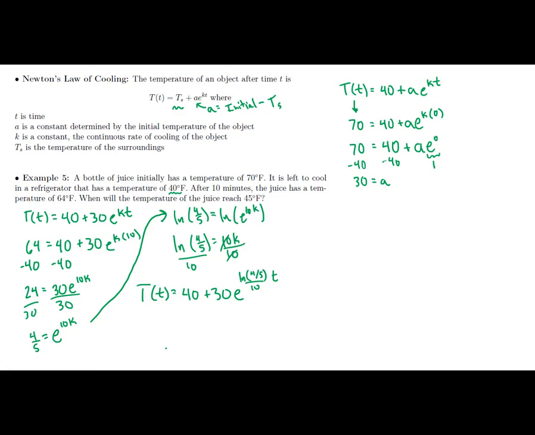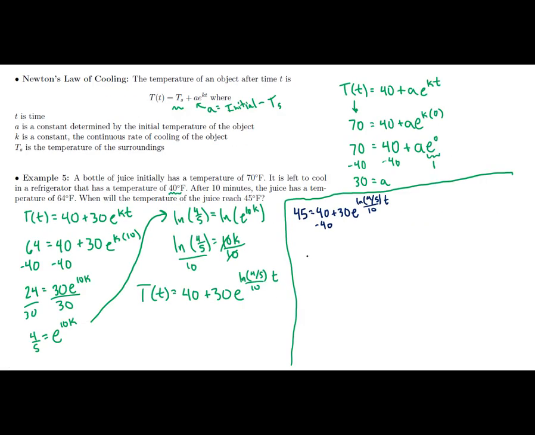All right, so then they're asking me, when will the temperature actually reach 45 degrees? So now we're finally, after all that, in a position where we can answer their question. It took quite a bit of work just to figure out exactly what the function looked like. But now I can go ahead and say, all right, 45 is equal to 40 plus 30 e to the natural log of 4/5 over 10 times t.